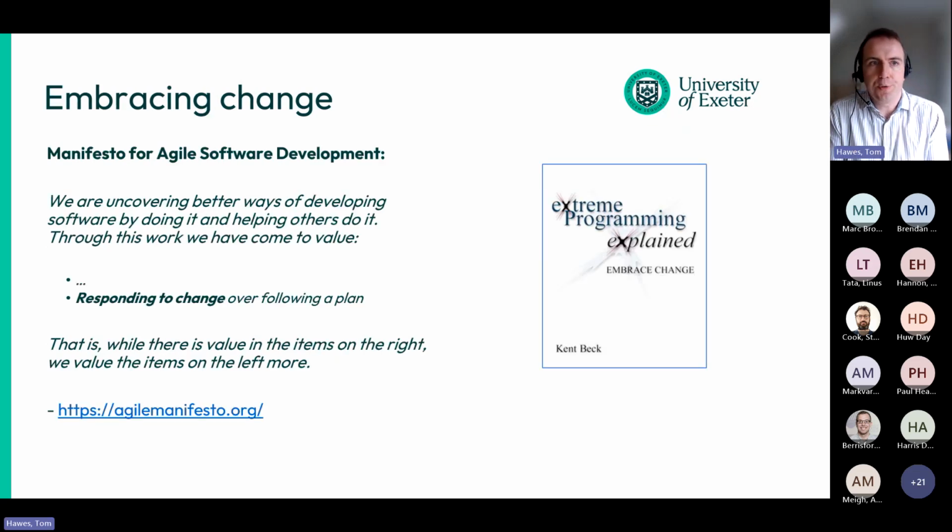One of the things that has come about really since the 90s, 2000s is an emphasis on embracing the idea that things change in software projects. This is encapsulated in the Manifesto for Agile Software Development, where they talk about responding to change being more valued over following a plan. While there is still value in following a plan, they put more emphasis and importance on being able to respond to change than on adhering to that plan.